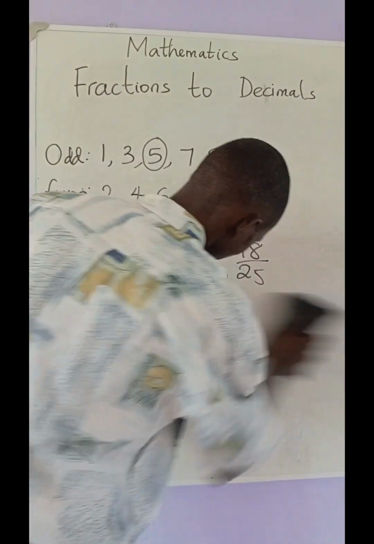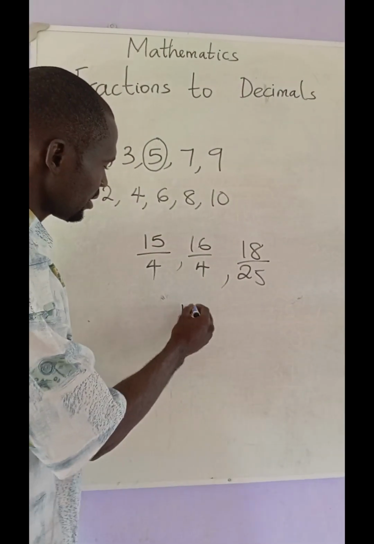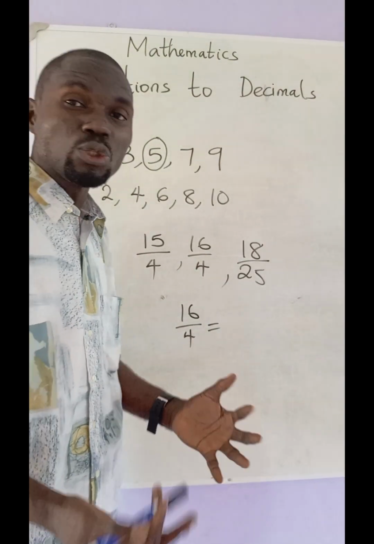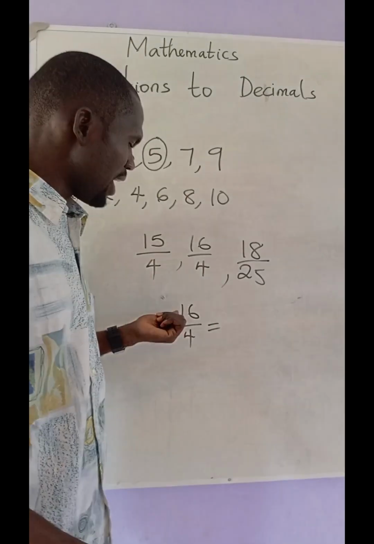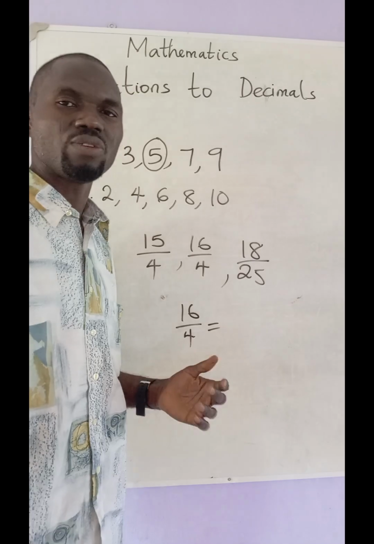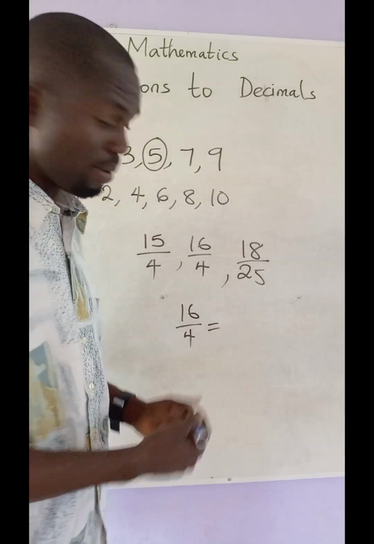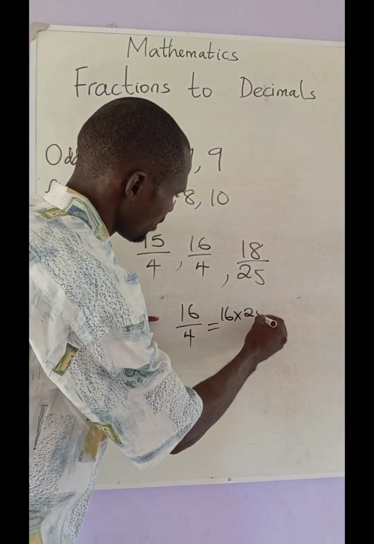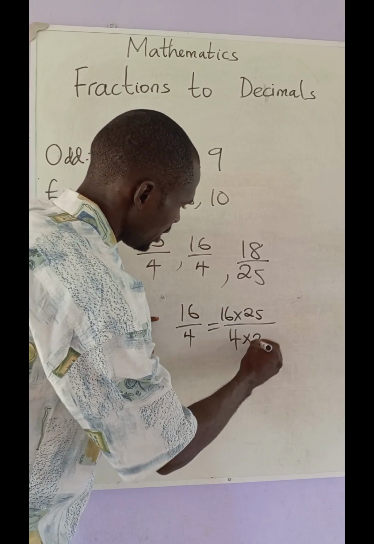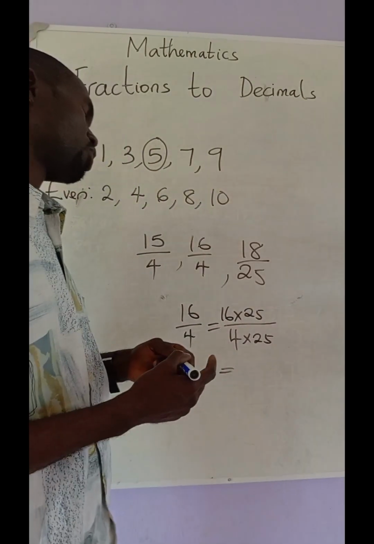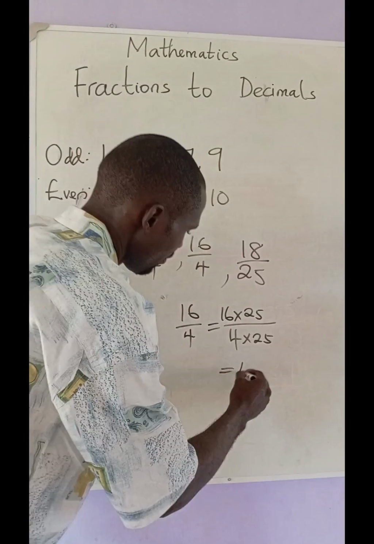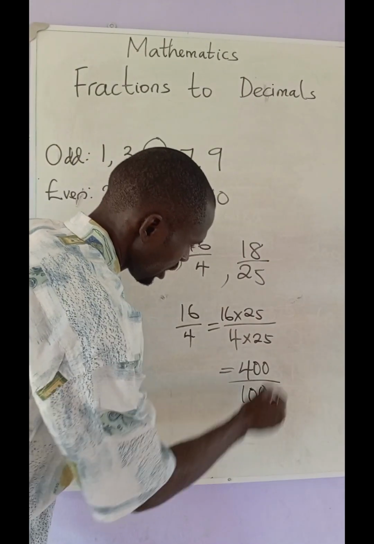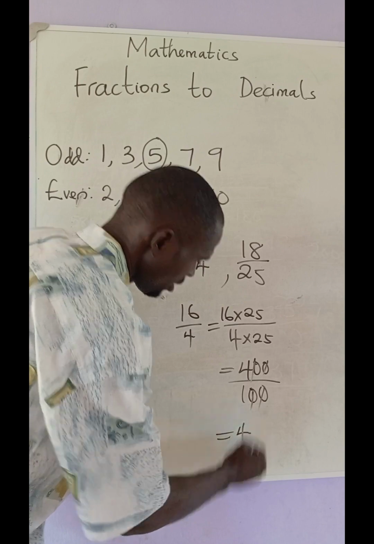And the second one is when you have 16 divided by 4. Ideally, when you divide 16 by 4, the answer will be 4, isn't it? But I want to show you, in case this 16 is not divisible by 4, how do you solve it? I will multiply each by 25, so that this 4 will turn to 100. So that will be 16 times 25 over 4 times 25. 16 times 25 will give us what? 400, if I'm not mistaken. Then 4 times 25 will give me 100. This cancels this. So the answer will be 4.